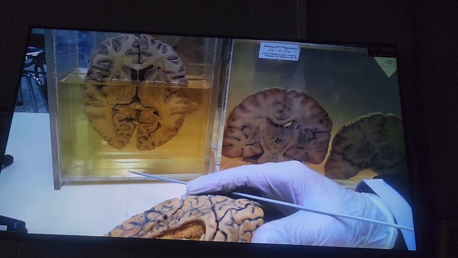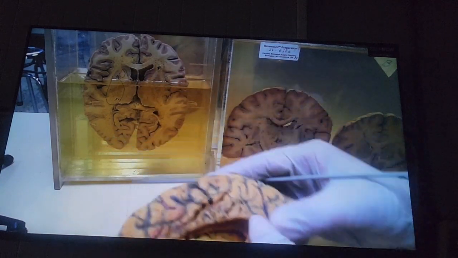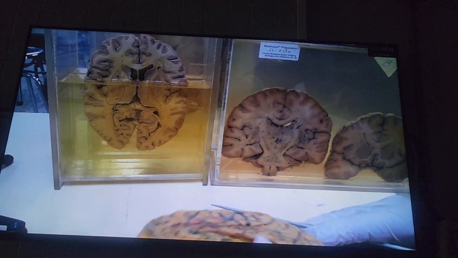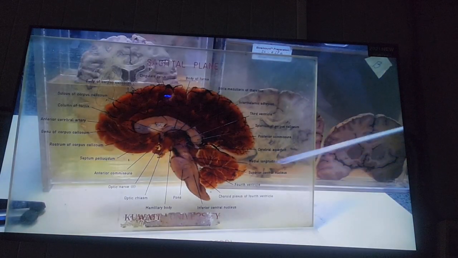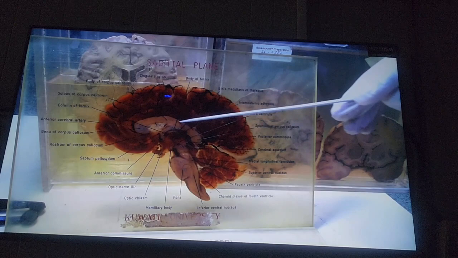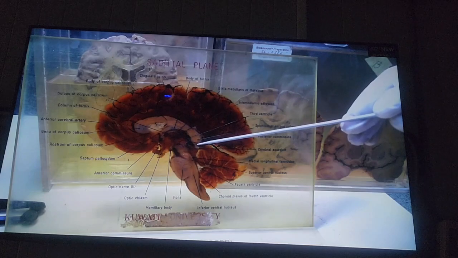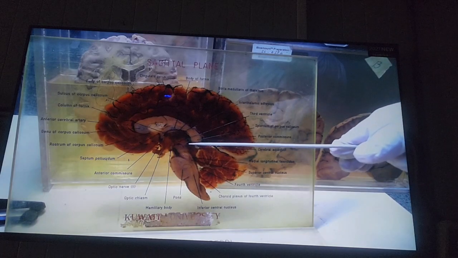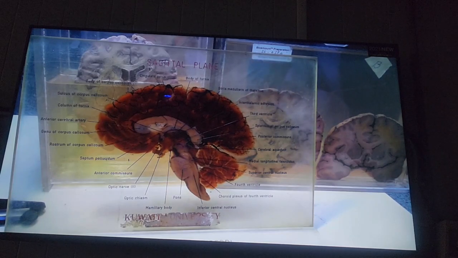The posterior wall of the third ventricle is formed by the pineal gland and the habenular and posterior commissures. Here we can see this is the fornix and this is the corpus callosum. The structure involved in the posterior wall is formed by the posterior commissure here and the habenular commissure, and between them there is the pineal gland.